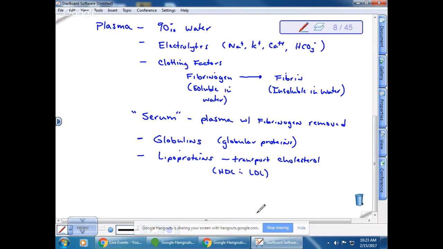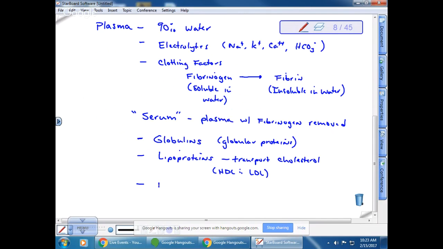And so high density is better. Is that right? High density? Oh, I always get this backwards. I always think high is bad. But I think with high density, you want a higher proportion of HDL than LDL. I think I got it right. Okay. So those are just the differences in the lipoproteins.